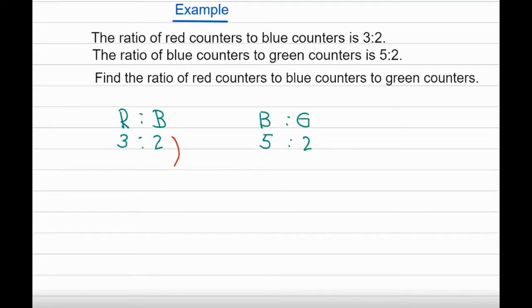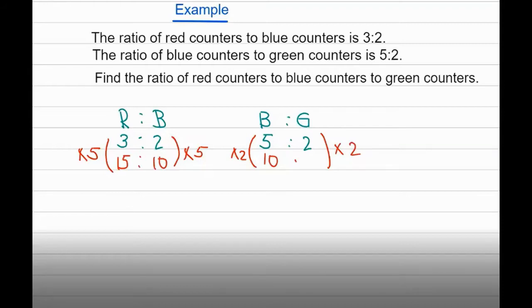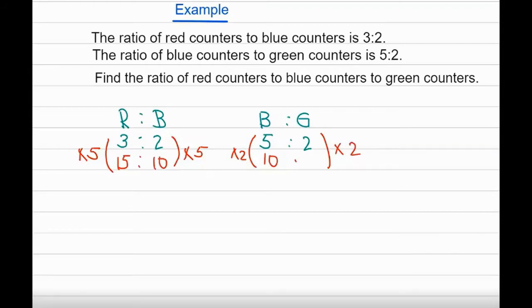So we're going to make them the same by multiplying this side by 5 and by 5 to make it 10. And the other side, you multiply it by 2 to make blue 10 as well. So for the red counters, we have 3 times 5 is 15 and 2 times 5 is 10. And for the second group, for blue counters, that's 5 times 2, which makes it 10, which is the same as the first group. And for the green, you have 2 times 2 is 4.